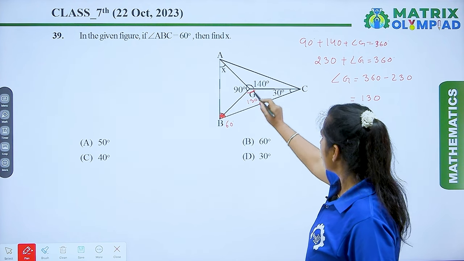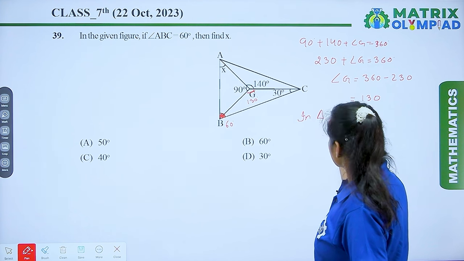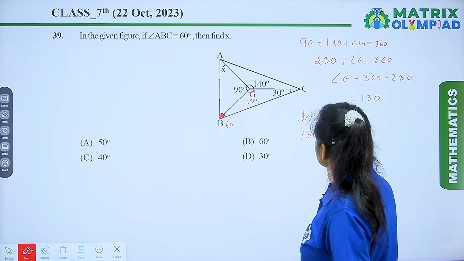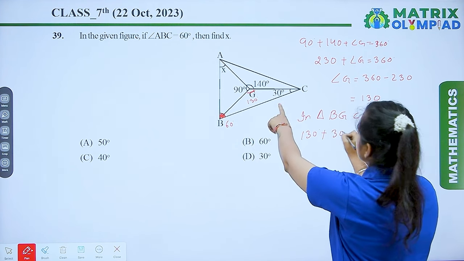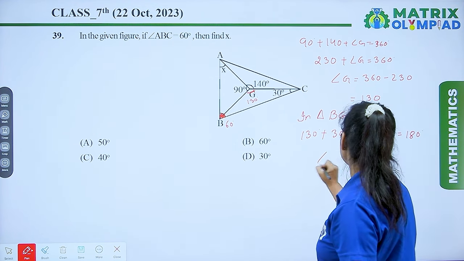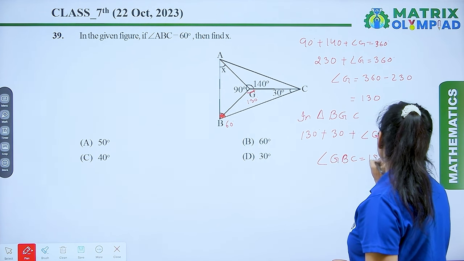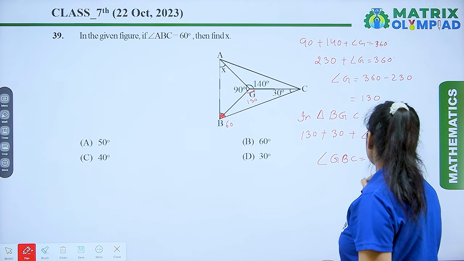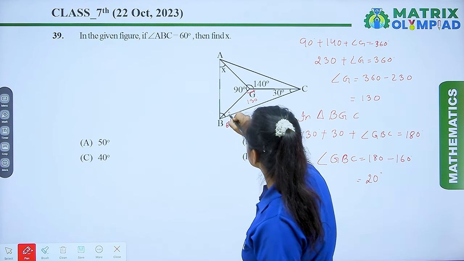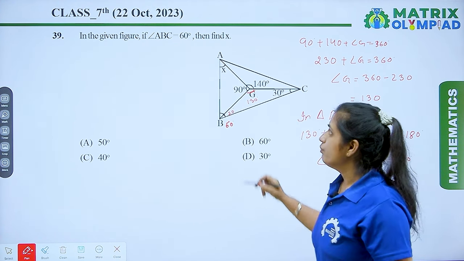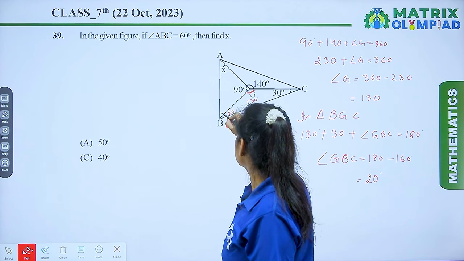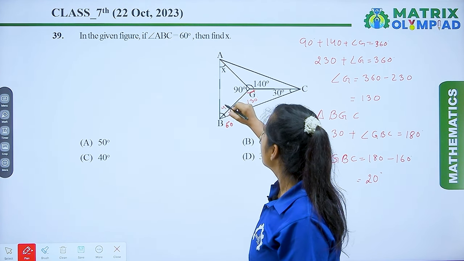Now in triangle BGC, we are using the angle sum property. Angle G is 130 plus 30 plus angle GBC is equal to 180 degrees. We get angle GBC equal to 180 degrees minus 160. After subtracting 180 minus 160, we get 20 degrees. So this small angle is 20 degrees. Now, we know that angle ABC is 60 degrees and the small part of this angle is 20 degrees. So the remaining part will be 60 minus 20, that is 40 degrees.